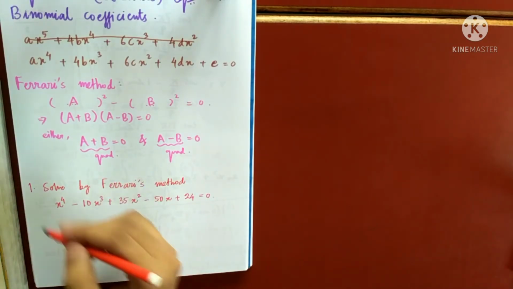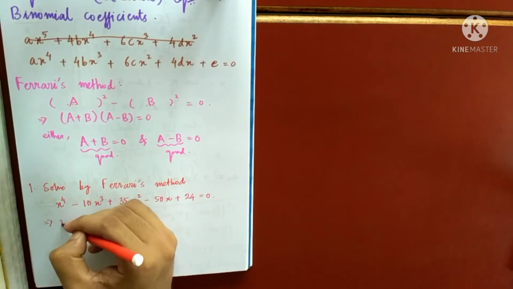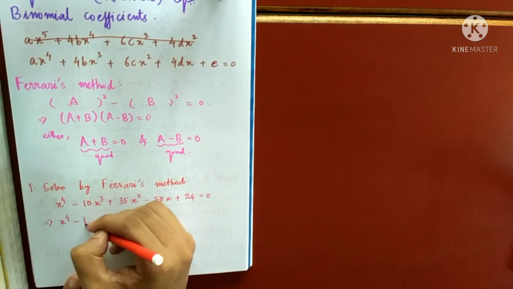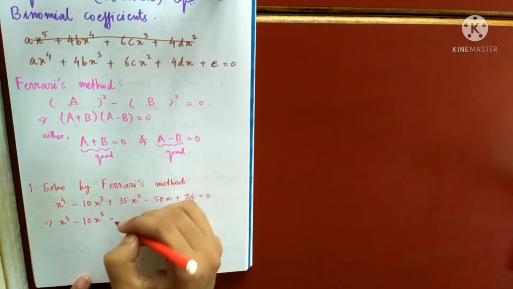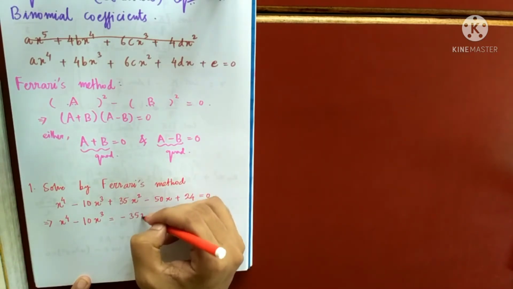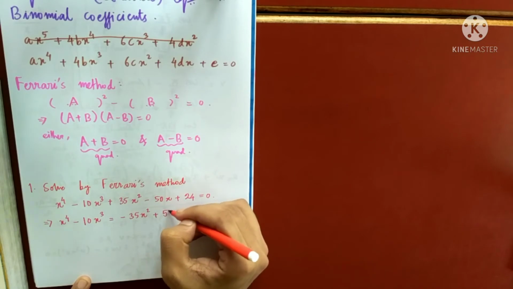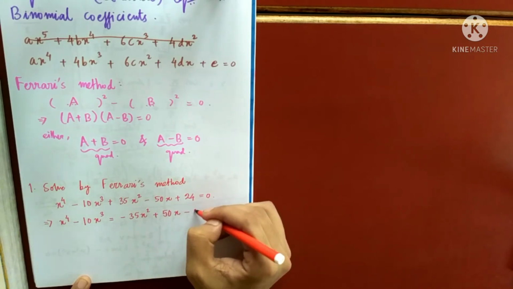So good enough. So what you do, take only first 2 terms on the left hand side and send everything on the right hand side. So minus 35x square plus 50x minus 24.